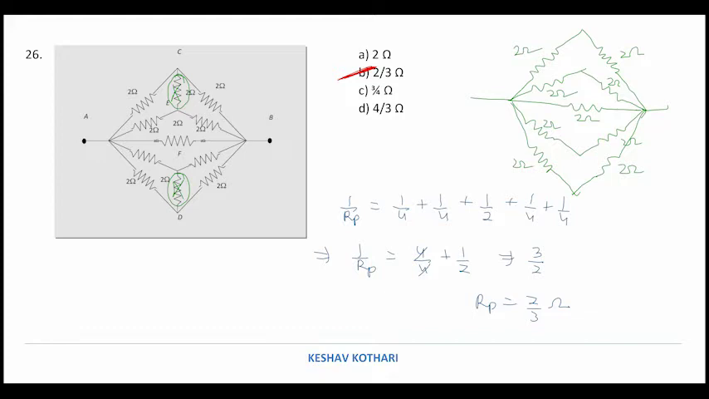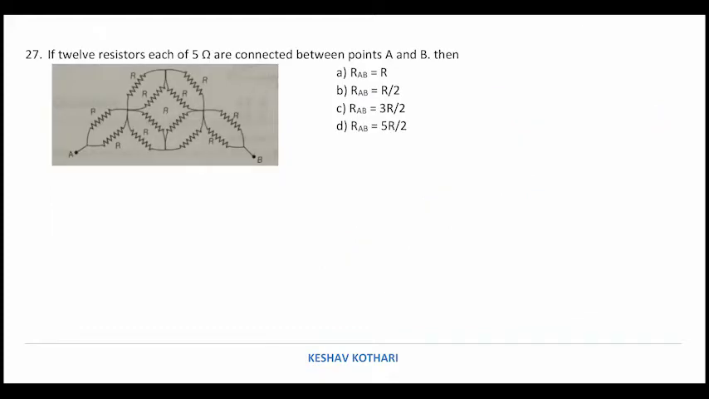Let us move to the next problem. This is a very simple circuit in which there are 12 resistors connected between the points A and B. Each parallel network is going to give us a value of R by 2. So I can redraw this circuit in this way, where each parallel network gives a value of R by 2. So R by 2, R by 2, R by 2.